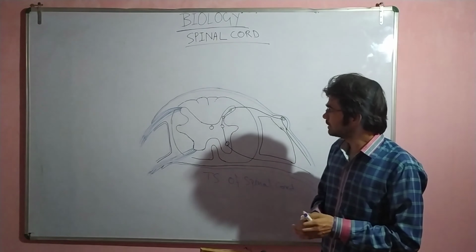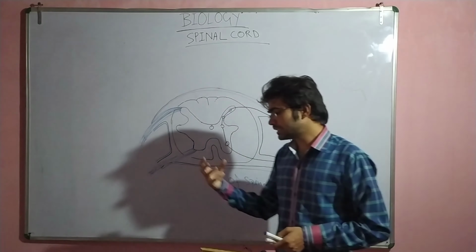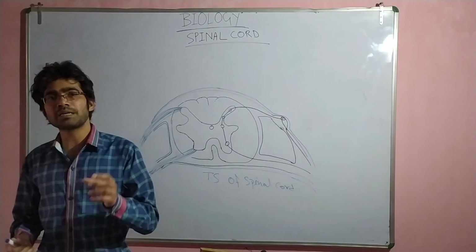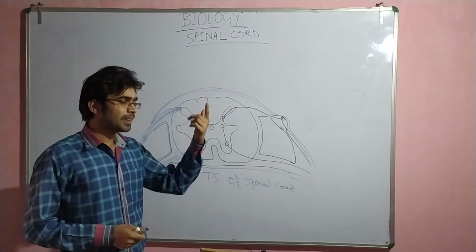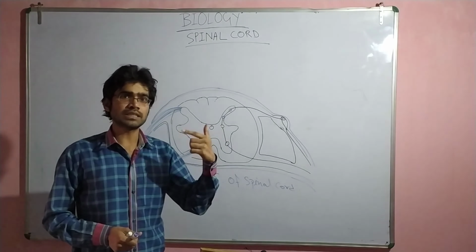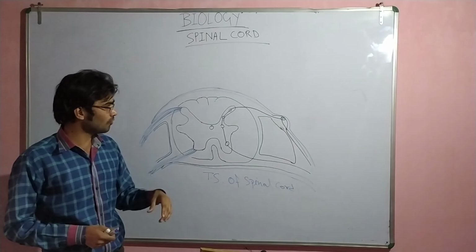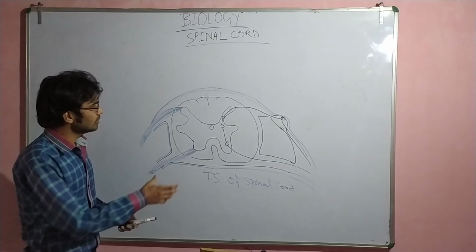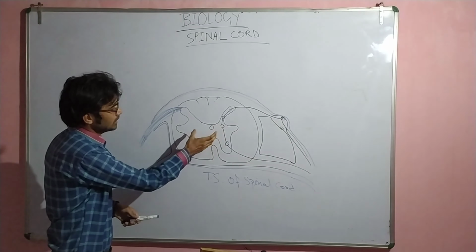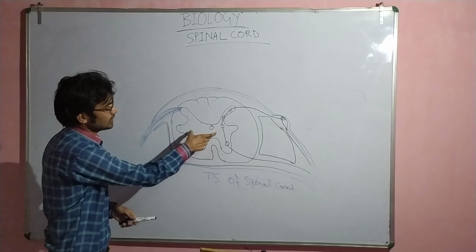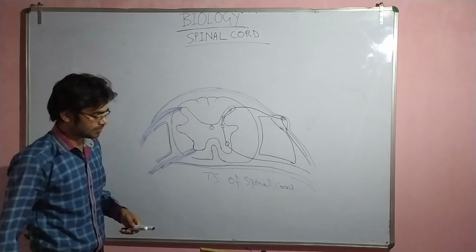It possesses a hollow central canal. This hollow central canal contains cerebrospinal fluid, which is also present in the brain, and CSF is secreted from the posterior and anterior choroid plexus of the brain region here. You can see here, these are the two structures. This wing-like structure is known as gray matter, and outside is known as white matter.